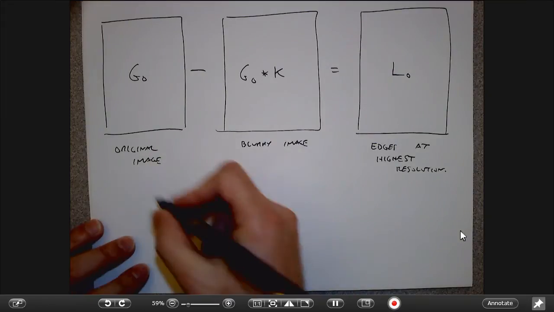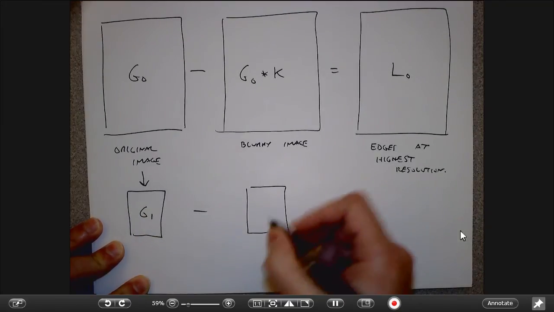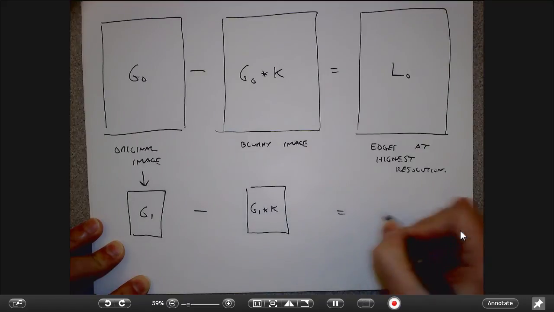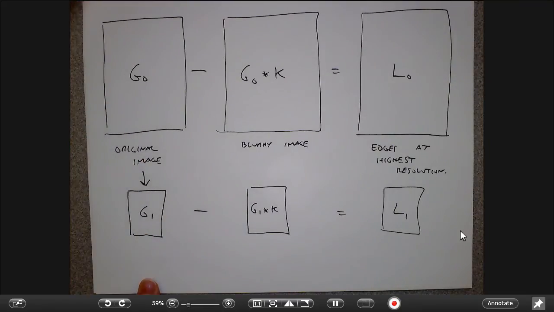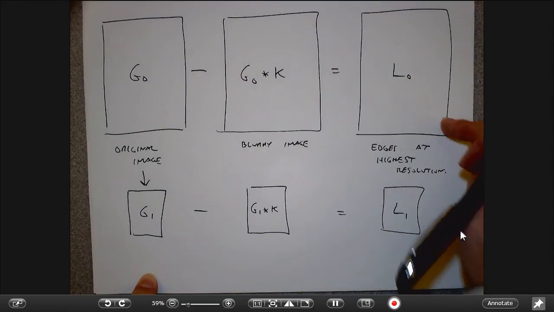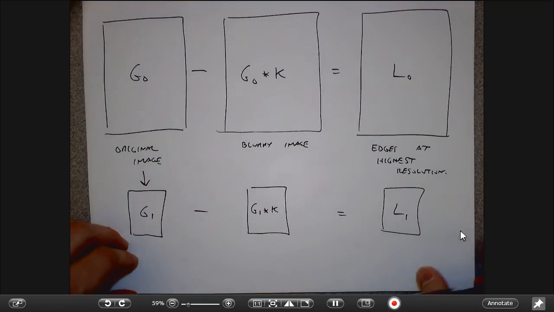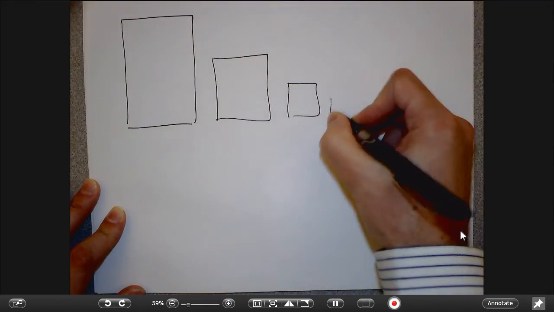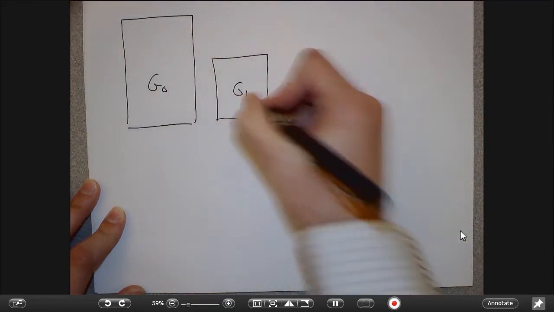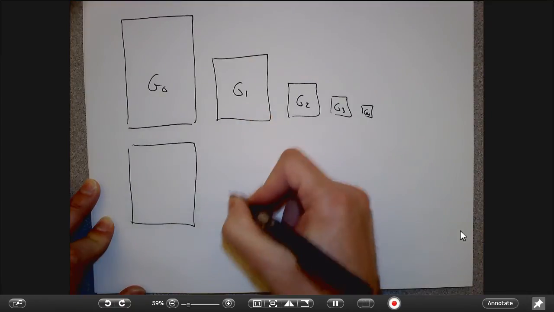And now if I keep on doing that, if I keep on making the difference between the image and its blurry version at every level, what I would have on this side would be increasingly smaller and blurrier versions of the original image. And over here I'd have increasingly smaller versions of the edges that are important at every scale, okay? And so the result of this is that on the top, I get what's called a Gaussian pyramid. Right, so this is my Gaussian pyramid. And on the bottom, I get what's called a Laplacian pyramid.